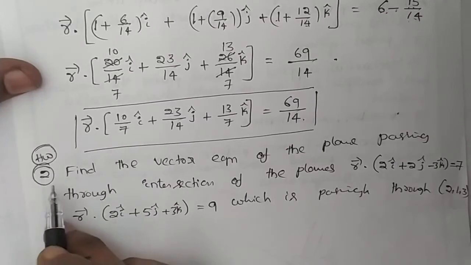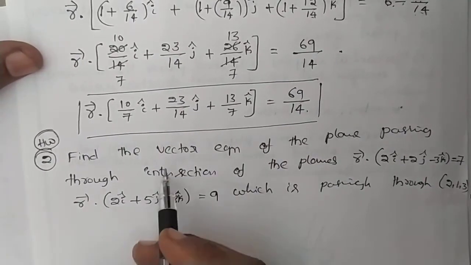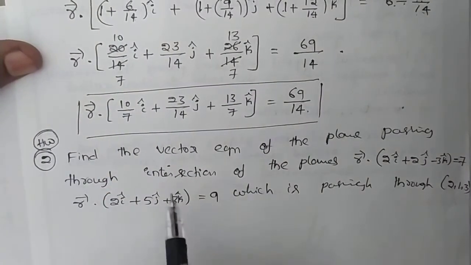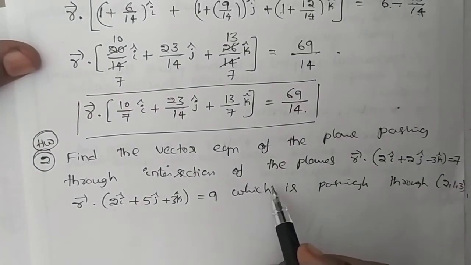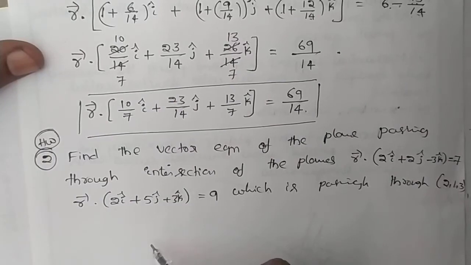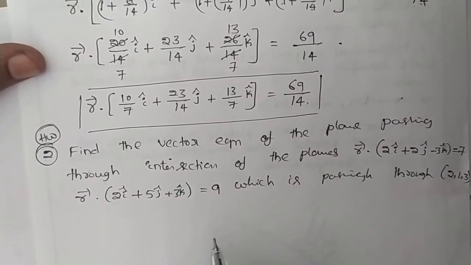Hence it is a problem for homework. This problem is very similar to the previous one we have just solved. You just find out the value of lambda, substitute it into the previous equation, and simplify it. Finally you will get the vector equation of the plane.